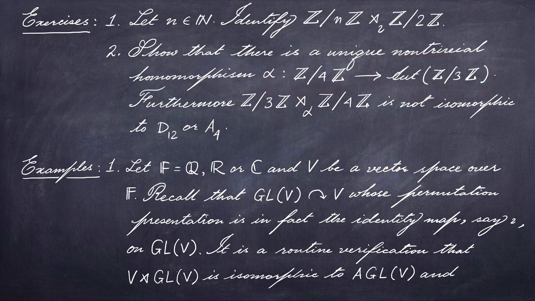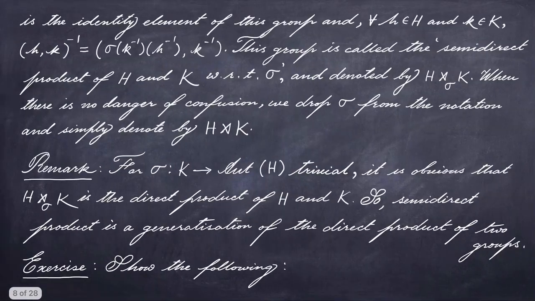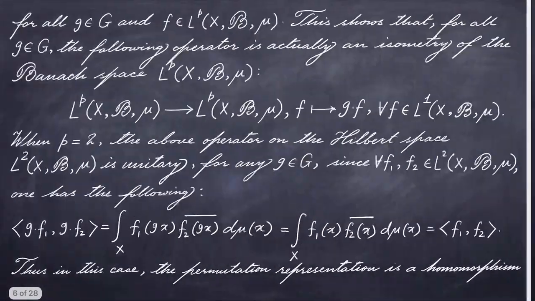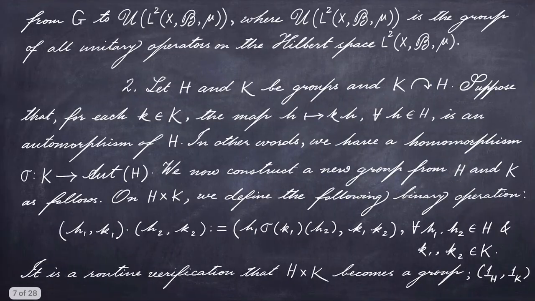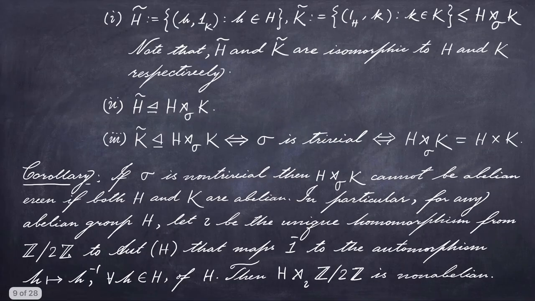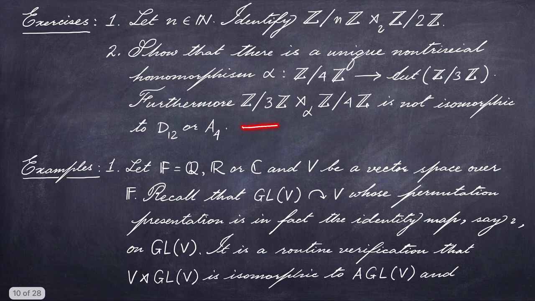With respect to that unique non-trivial homomorphism, if we consider the semi-direct product, what is the order of the semi-direct product of H and K? Since the underlying set is the Cartesian product of H and K, the order of the semi-direct product is the product of the order of H and the order of K. Therefore this is a group of order 12, and of course it is non-abelian, because the homomorphism is non-trivial.